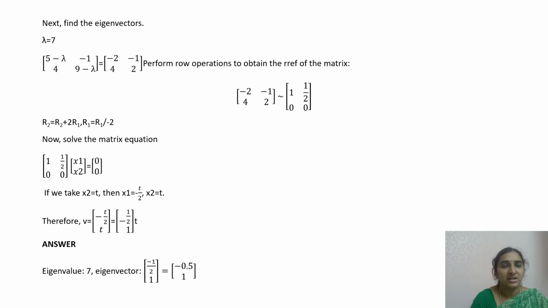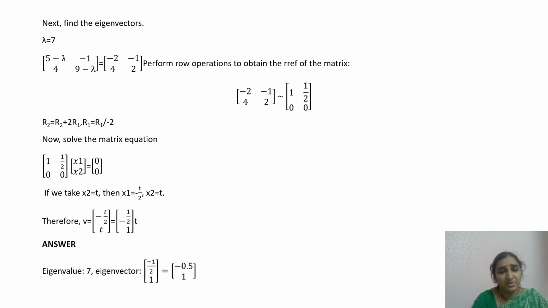Next, let us find eigenvectors corresponding to the eigenvalue lambda is equal to 7. In the matrix 5 minus lambda, minus 1, 4 and 9 minus lambda, substitute the value lambda is equal to 7. The resultant matrix would be minus 2, minus 1, 4 and 2. Perform row operations to obtain the row reduced echelon form of the matrix. The resultant matrix would be 1, 1 by 2, 0 and 0.